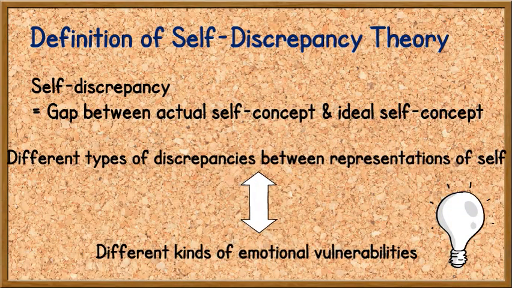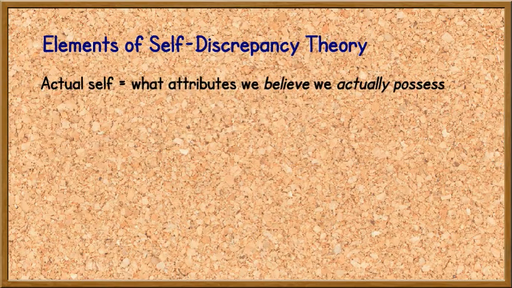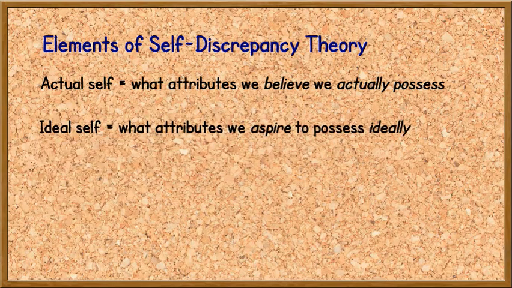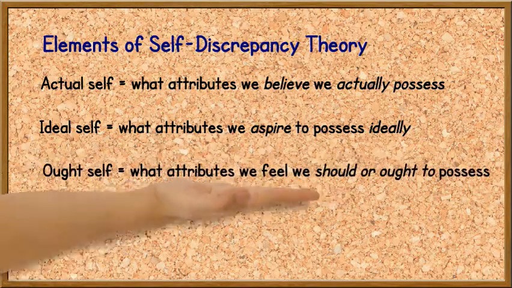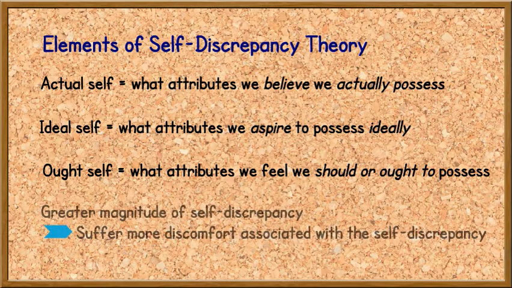It concerns how different types of discrepancies between representations of self are related to different kinds of emotional vulnerabilities. There are three elements of the theory. Actual self refers to the attributes that we believe we actually possess. Ideal self is about what attributes we aspire to possess ideally. Ought self concerns what attributes we think we should have. The greater the magnitude of self-discrepancy, the more the discomfort suffered.